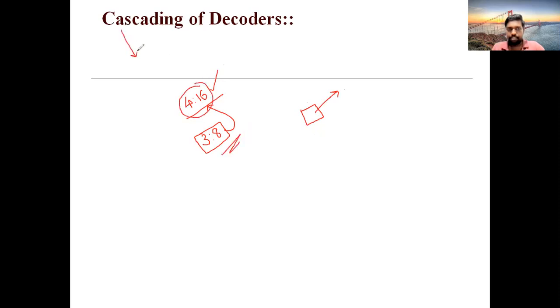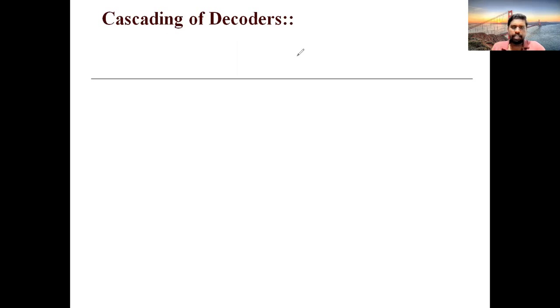Cascading in the sense a series connection, a series connection of the circuits. So how to see this? Let's take an example. With an example, if you analyze, then it is clear for us. So let us see a question.